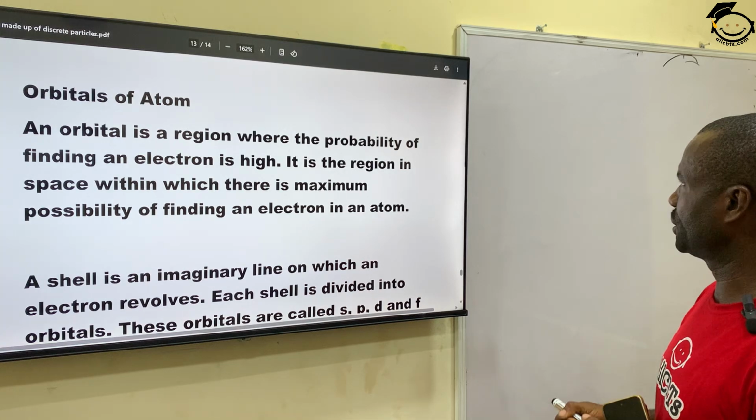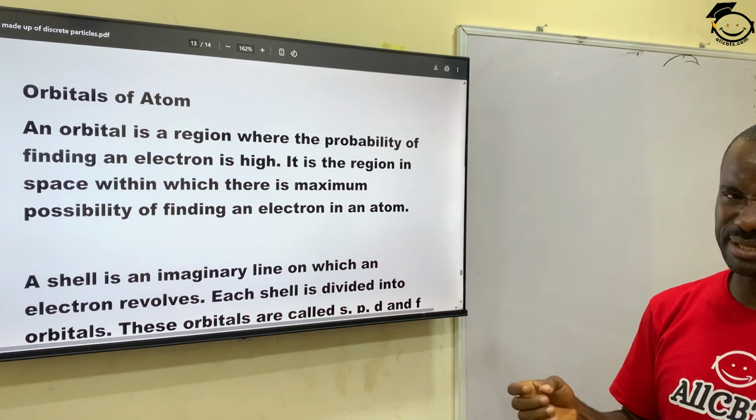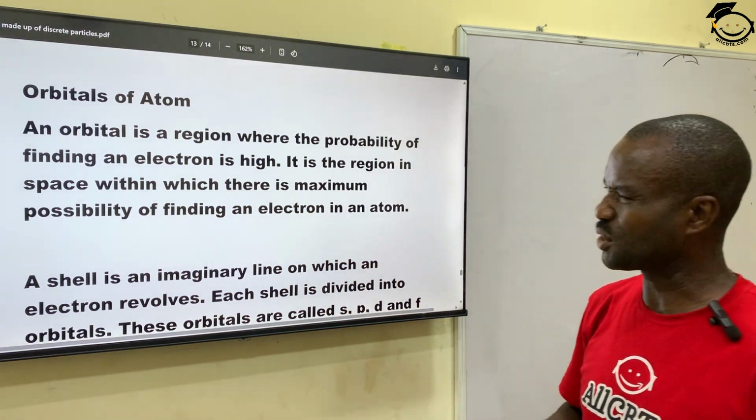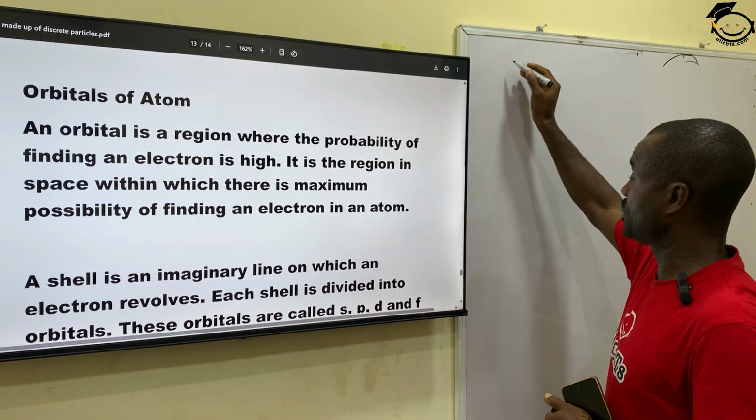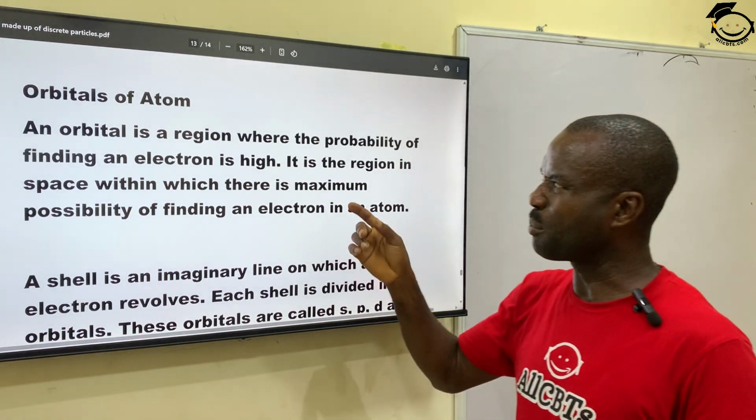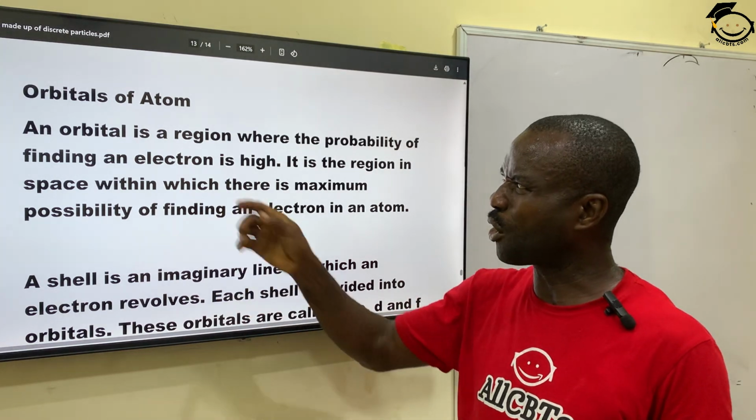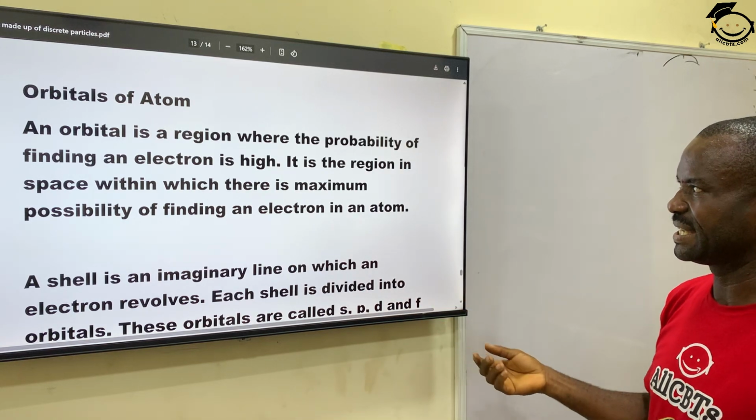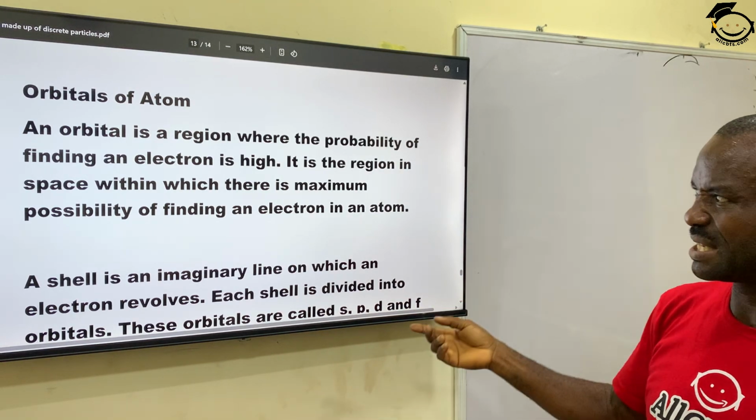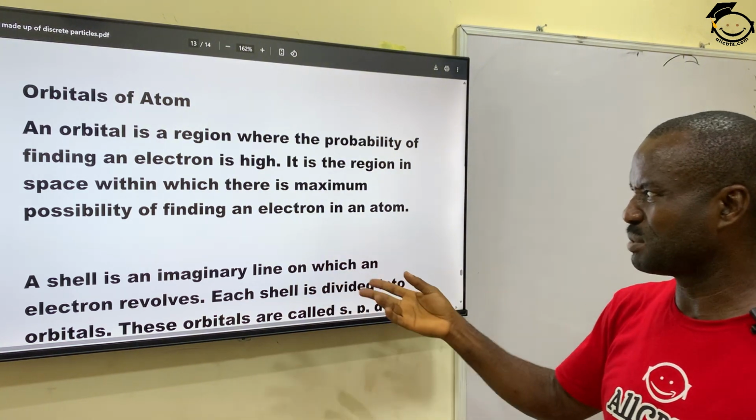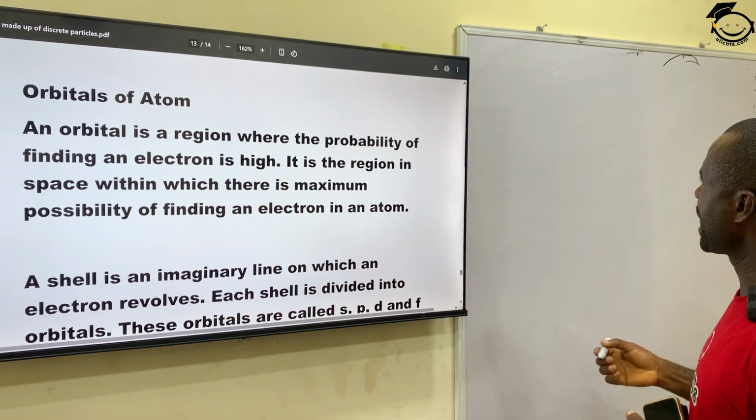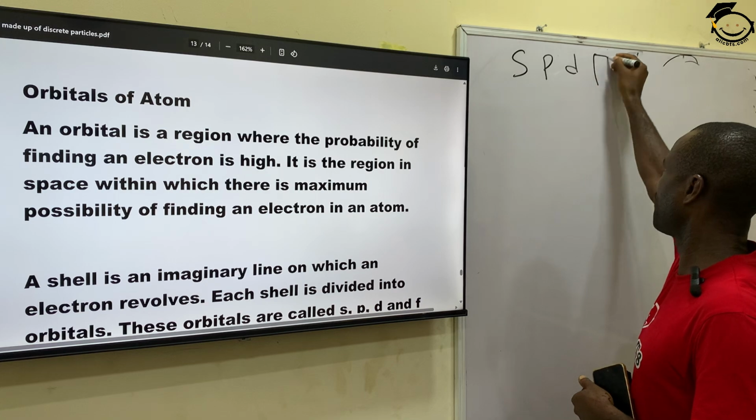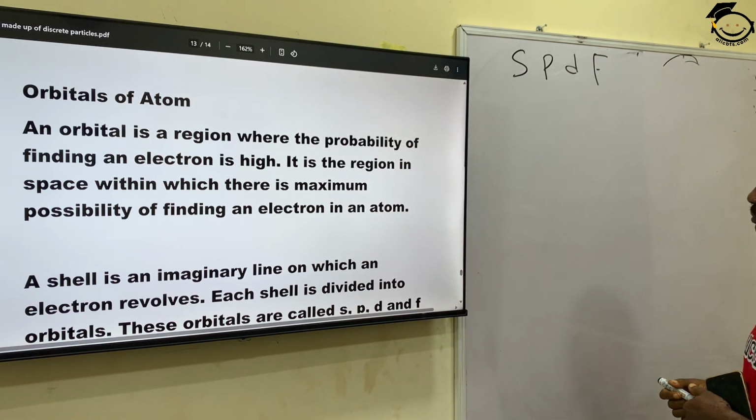Apart from the K, L, M, N shell configuration, we have some subshells in which electrons can be arranged. We have what we call orbitals of an atom. An orbital is a region where the probability of finding an electron is high. It is a region in space within which there is a maximum possibility of finding an electron in an atom. We have the following orbitals, called s, p, d, f orbitals, in a shell.